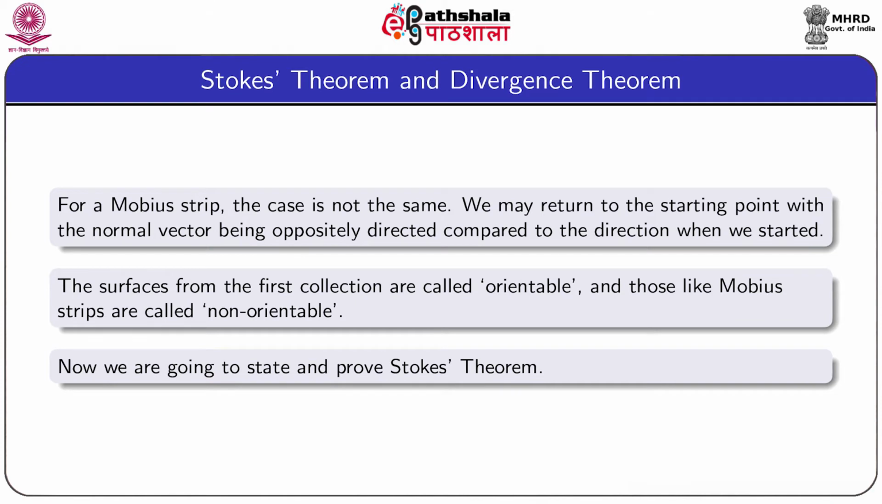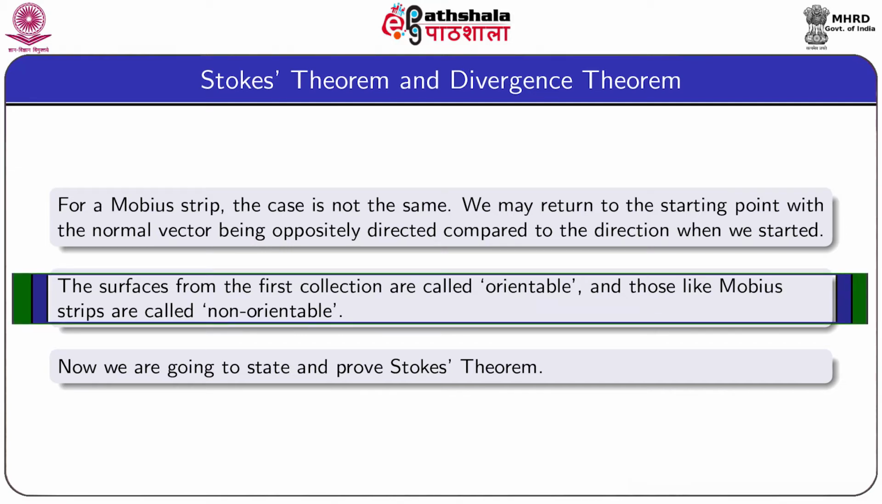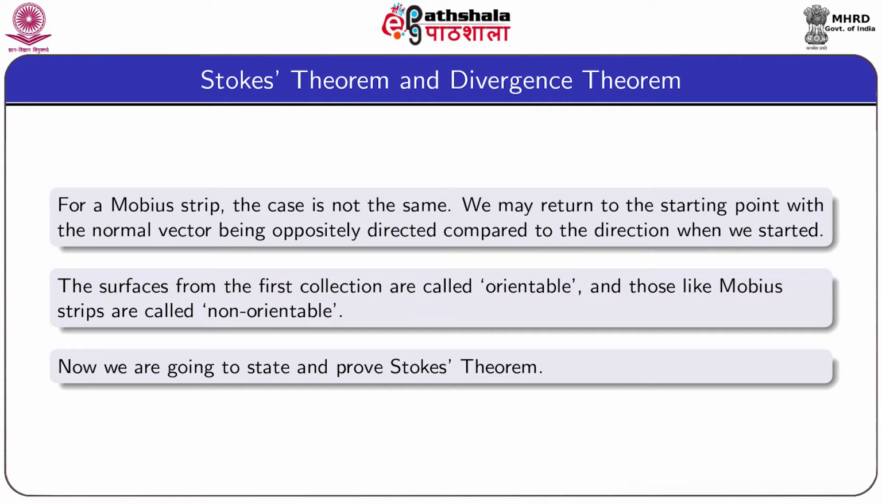But for a Mobius strip, the case is not the same. We may return to the starting point with the normal vector being oppositely directed compared to the direction when we started. The surfaces from the first collection are called orientable, and those like Mobius strips are called non-orientable. Let us now state and prove Stokes theorem.